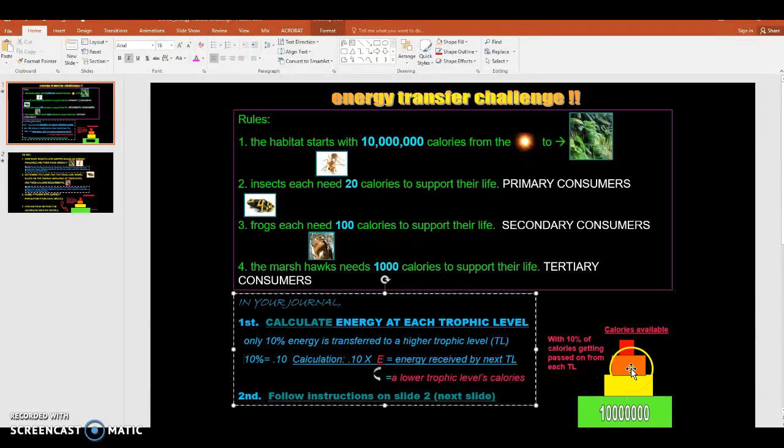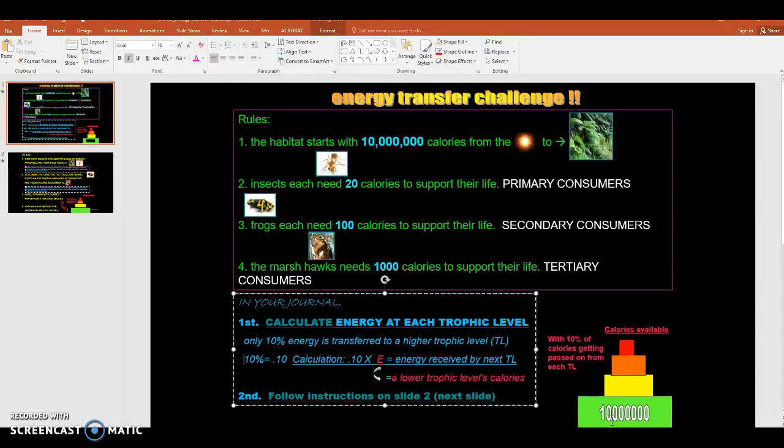And you repeat that each time you go up to figure out how many calories are available at each trophic level. If you're doing the math correctly, you should see calories getting diminished, with fewer calories at each step along the way. After you do the calculations, you should find that each trophic level is getting fewer and fewer calories for themselves.